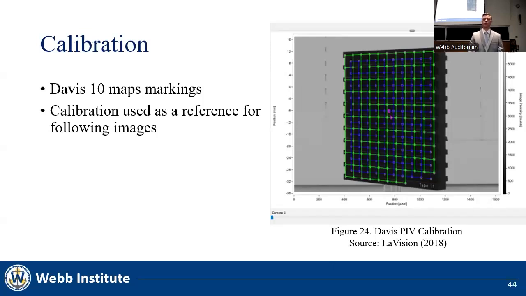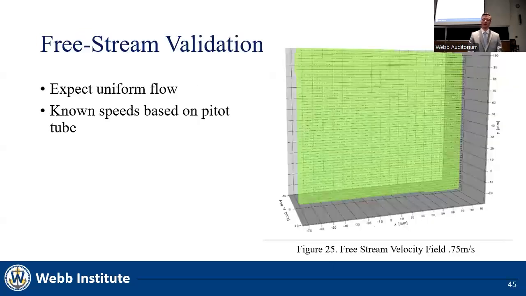In the post-processing program, Thesis 10, the calibration plate used is selected. Thesis then automatically maps the markings on the plate. The result is shown in Figure 24. Markings are a known size, shape, and distance apart, so they can be used as a reference for all of the following images. Before testing the models, we had to confirm that the PIV was providing accurate results.